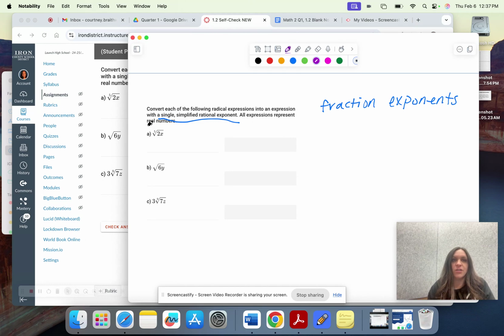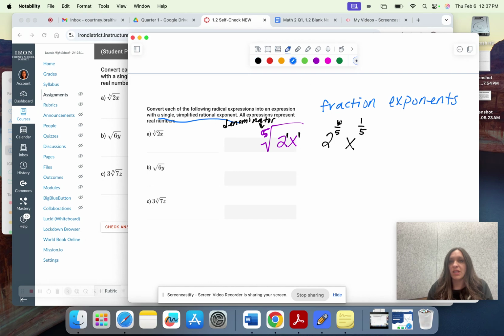Okay, so what we do is we have a fifth root of 2x. And this 5, this index, becomes the bottom of our fraction. It's the denominator. But now we have 2 things underneath our radical. So it's 2 to the power of 1 and x to the power of 1. So we have 2 to the 1/5 and x to the 1/5.